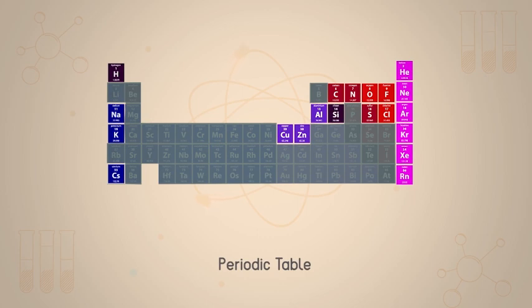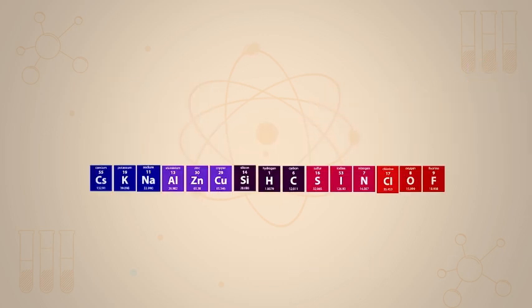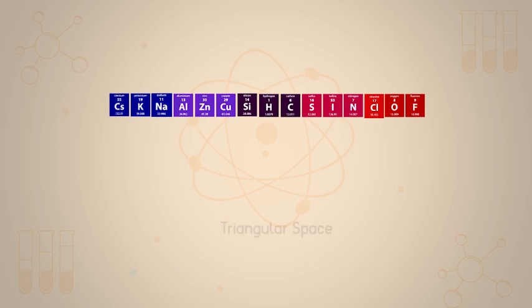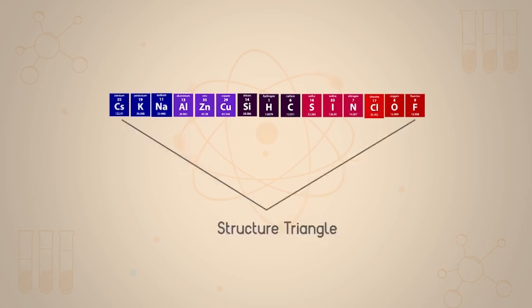In part 1 of this video, we develop a triangular space with the elements arranged along the top, from the most reactive metal cesium to the left and the most reactive non-metal fluorine to the right. All possible compounds formed by the elements will now fall into the triangular space, the structure triangle. When non-metals bond with each other, we get small self-contained molecules, substances that are already gases or will vaporize easily. These are called volatile. Don't confuse this with being reactive.